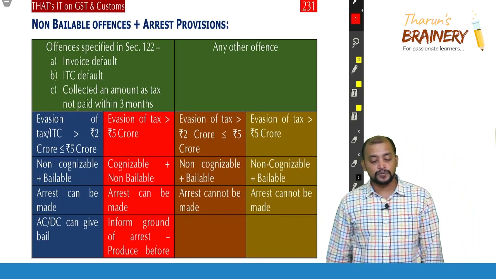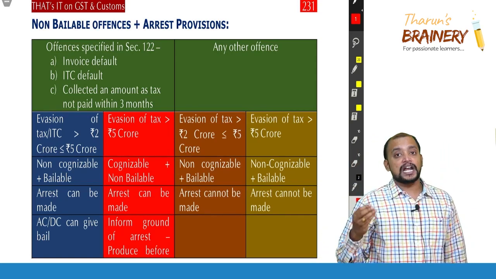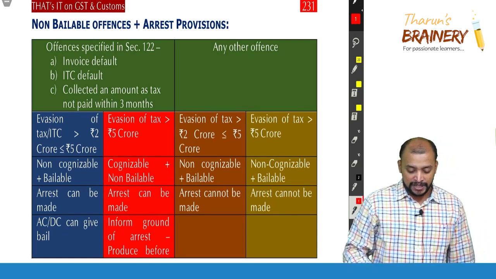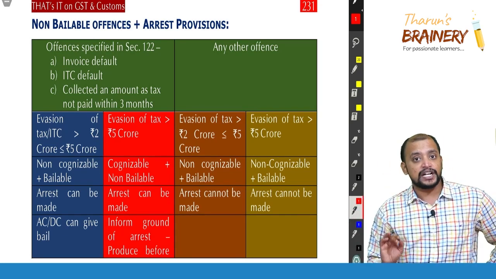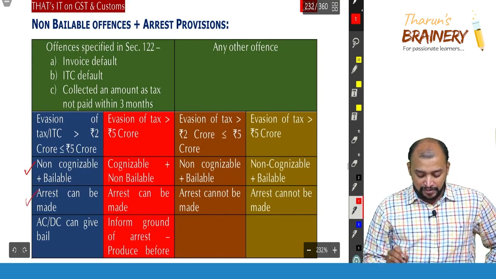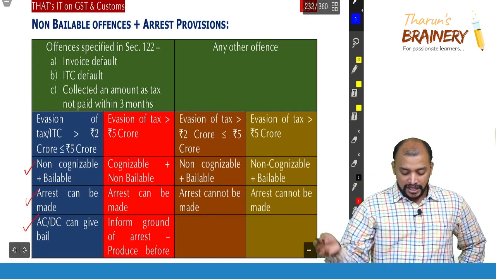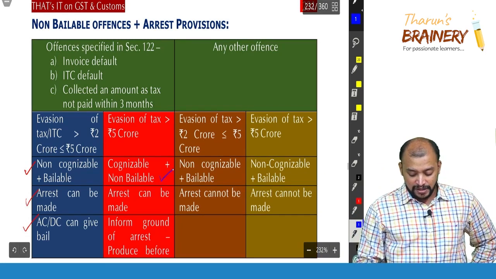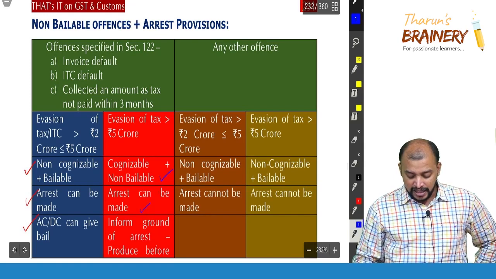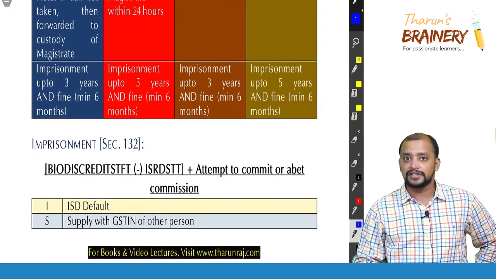Can you remember this one? Very simple. 3 offences here: invoice default, ITC default, collected an amount as tax not deposited within 3 months. Exceeds 2 crores but does not exceed 5 crores: non-cognizable plus bailable. Arrest can be made, ACDC can give the bail. Suppose if it exceeds 5 crores, cognizable plus non-bailable, arrest can be made, inform the ground of arrest and produce before the magistrate within 24 hours.